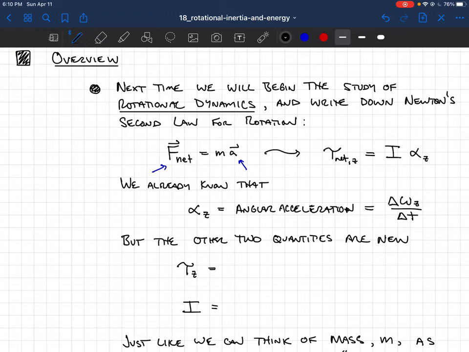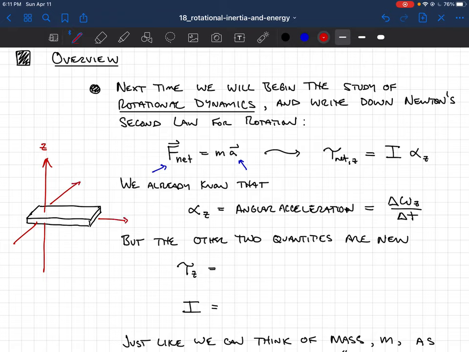Just to set up the picture, you could imagine that we had a rod or maybe a board. Let's make it a board. So here's a board, and there's some axis about which it rotates, and we call that the z-axis. We consider only rotation in the xy plane. Maybe it looks like this, x and y here. So we're only considering the rotation of the object through the xy plane. So it will have some omega in that plane. The omega is within the xy plane.